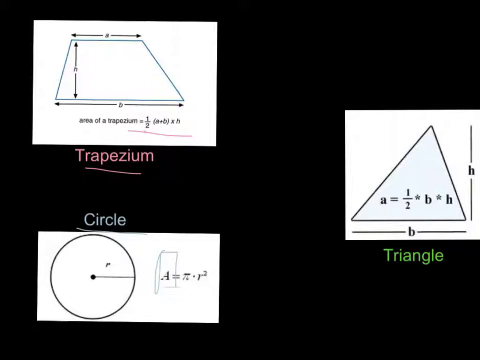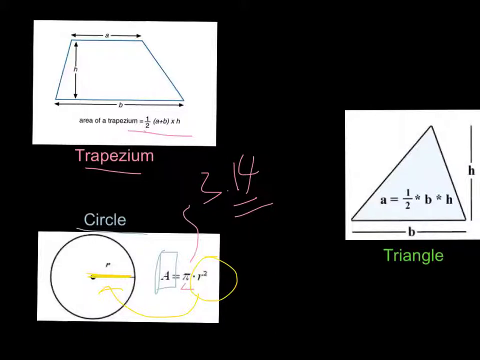For a circle, it's pretty simple. For a circle, the area is pi, which is roughly, not exactly, but roughly 3.14 if we round it up, times r squared, and r is the radius, in this case half of the diameter. So the area of a circle is pi times r squared.